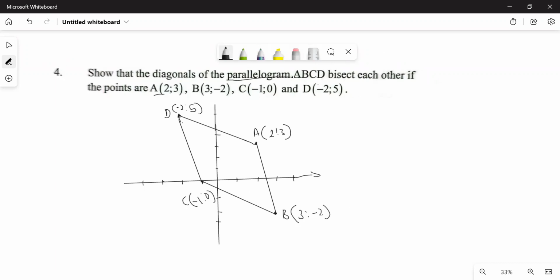Now, what are some of the properties of a parallelogram? We say this one is going to be parallel to this one, and then this one here is going to be parallel to this one here. Not only are they parallel, this one is going to be equal to this one, and this one is also going to be equal to this one. So those are properties of a parallelogram.